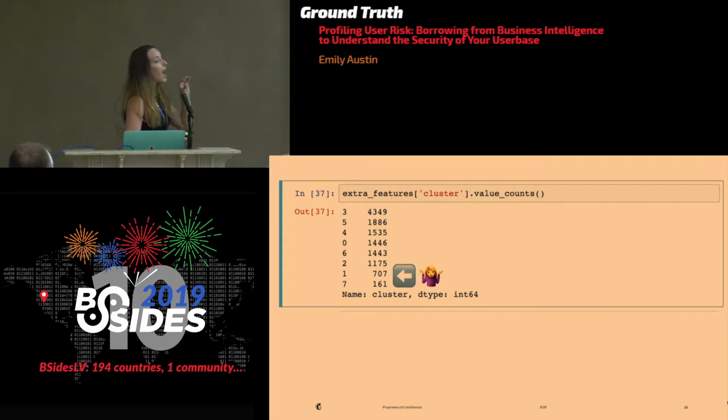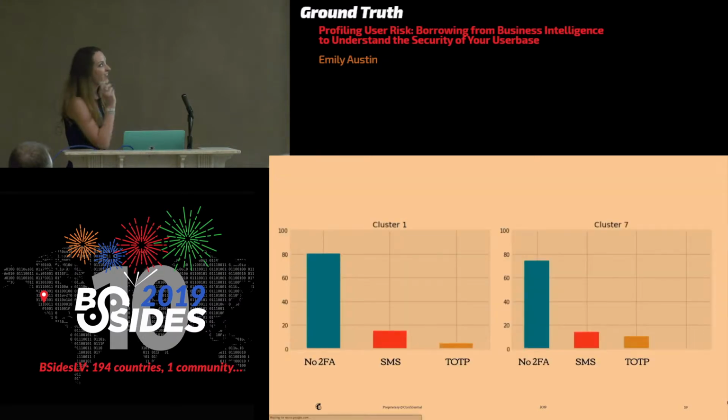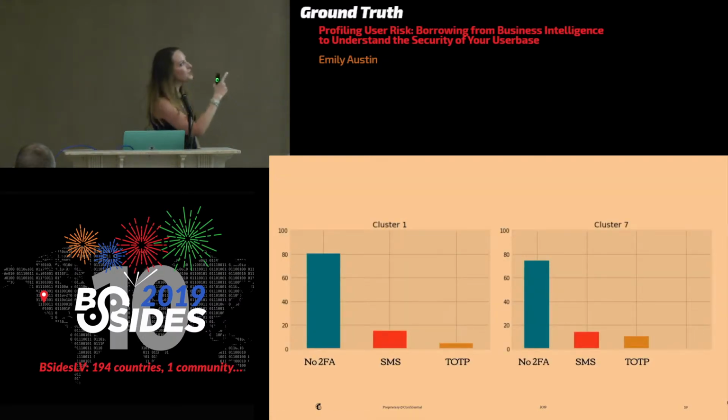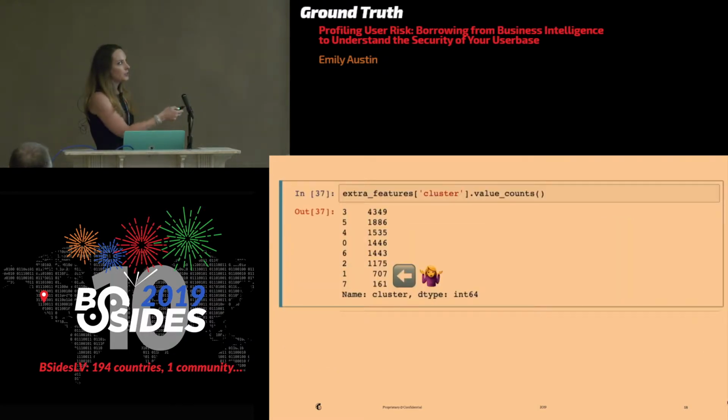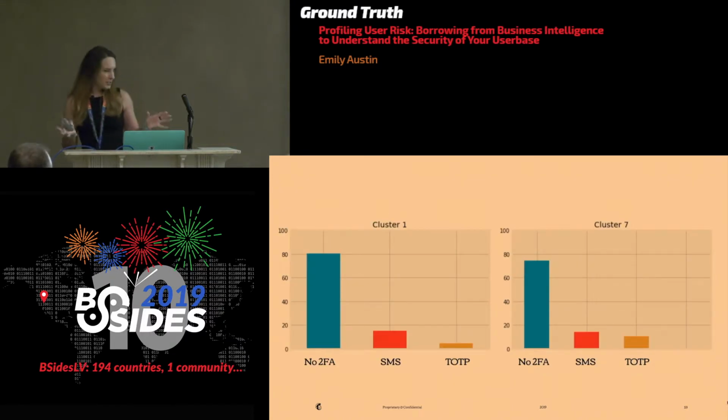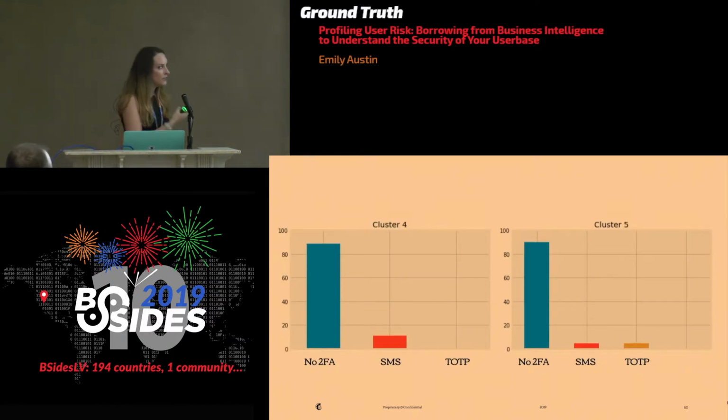The security mind in me was like, okay, two-factor authentication. Maybe there's something different about them here. And there was. So these were the charts that I showed you earlier. Cluster 1 and cluster 7, just two separate groups of users, had the highest rates of adoption of two-factor authentication across all of those clusters. So there's something there. And clusters 4 and 5 were the clusters that had the lowest across-the-board adoption of two-factor.